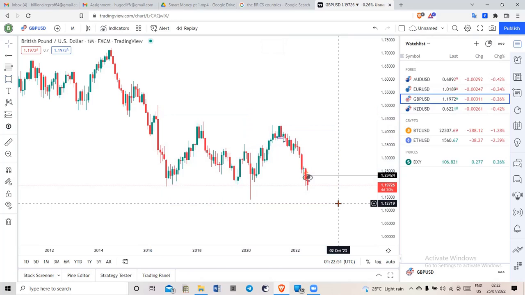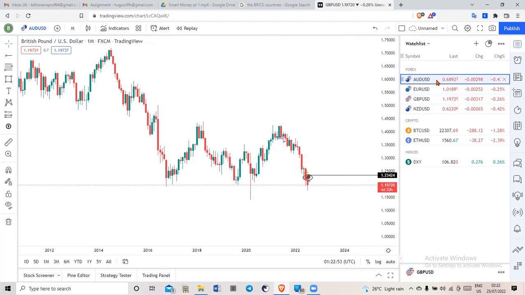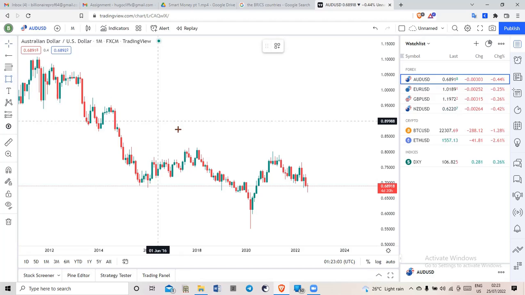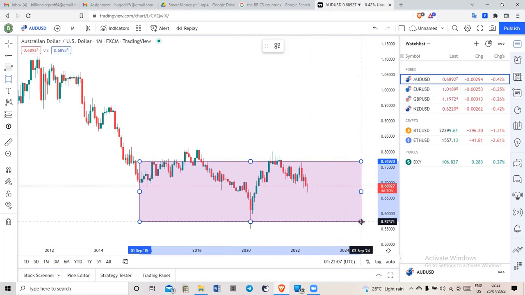We can go to another chart so you know what I mean by the area where price is trading. You can see price is trading at this area currently. You can also just box this entire area.